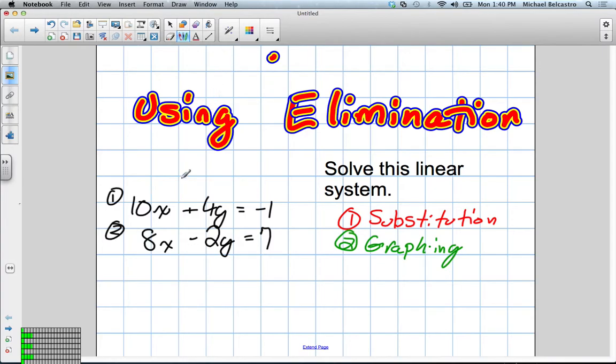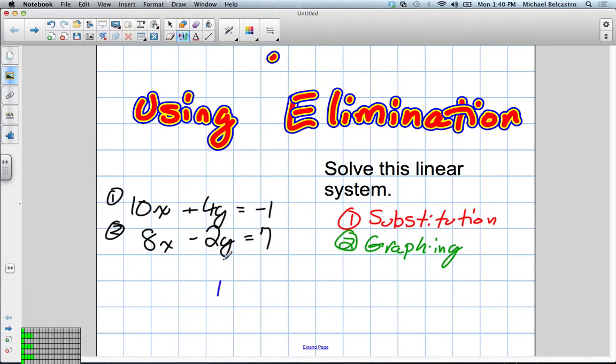Second step is making sure the coefficients in one set of the variables are the same. Okay? Now, what I mean by that, a coefficient is the term in front of the variable. So for our x variables, we have a 10 and an 8. Those aren't the same. And in front of the y variable, we have a 4 and a 2. Those aren't the same either. So what we're going to have to do is actually find an equivalent linear equation for one of these. This is what we did a lesson or two ago. We need them to be the same.